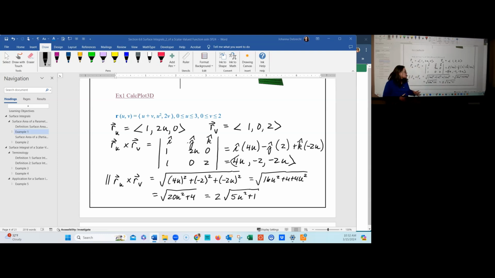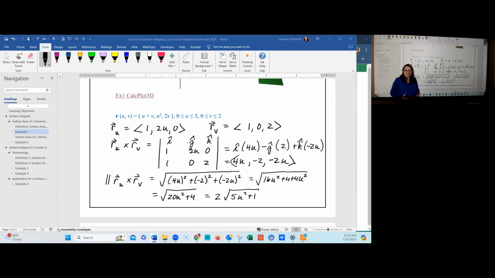Then to find the magnitude, you square each component, add them together, which gives you 20u squared plus 4, all under the square root. You can factor out a common factor of 4 to get 2 times the square root of 5u squared plus 1.